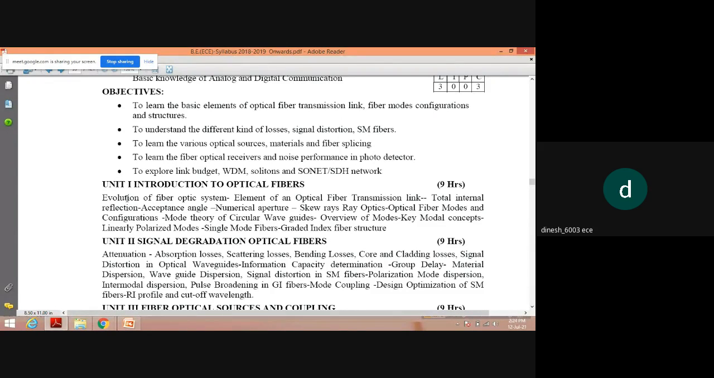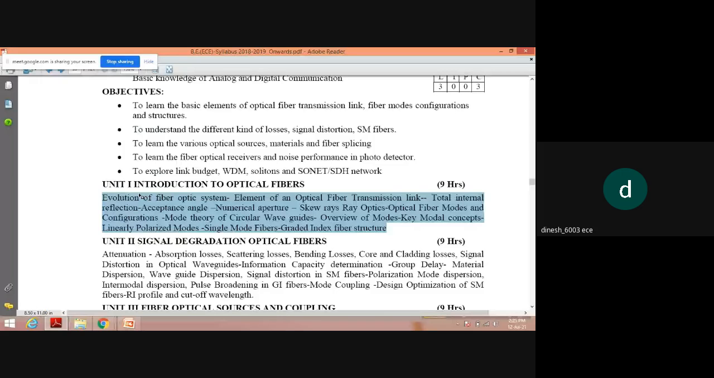And how it is being utilized is all comprised in unit 1 under subdivisions called evolution, elements, the important concept TIR, total internal reflection, the numerical aperture, optical fiber modes, mode theory of circular waveguides, overview of modes, key concepts, LP modes, linearly polarized modes.